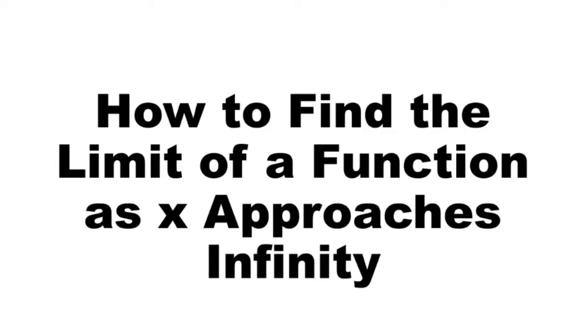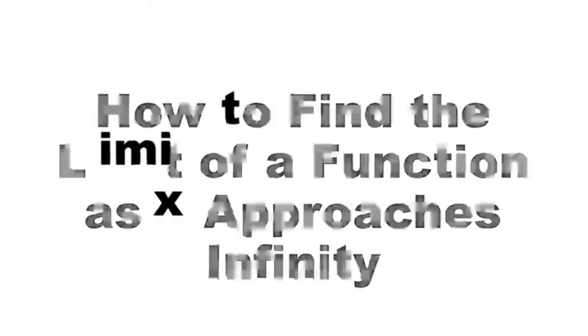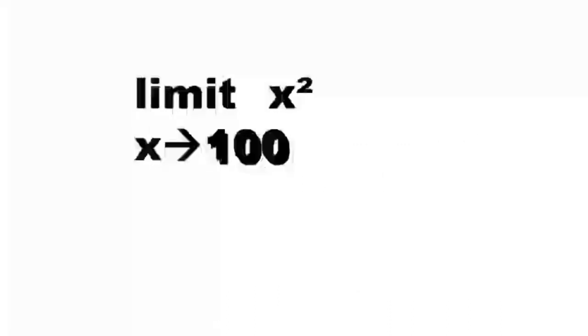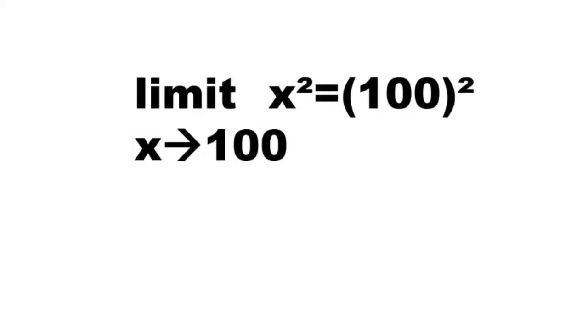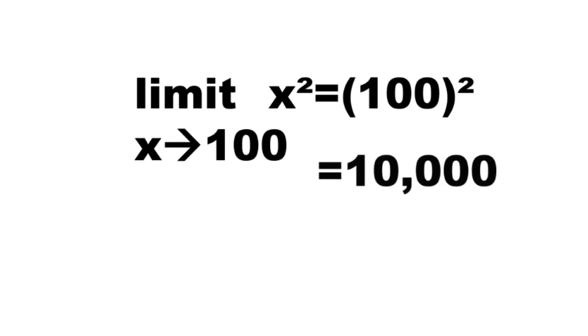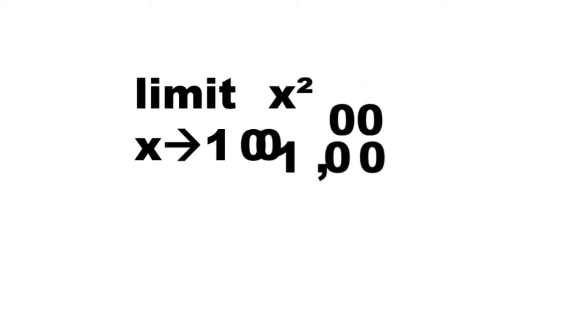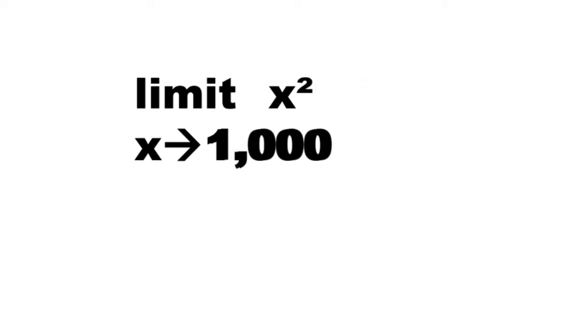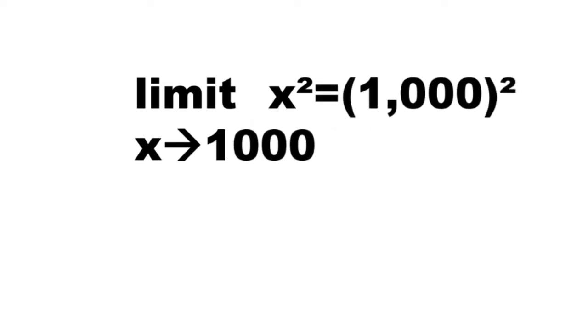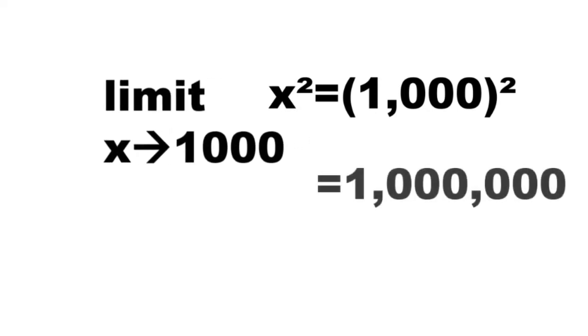How to find the limit of a function as x approaches infinity. To understand better, let's first have examples starting from 100. Limit of x squared as x approaches 100. So it's equal to 100 squared, and 100 squared is 10,000. So the limit is becoming bigger as it is being squared. Let's try 1000. So limit of x squared as x approaches 1000, and it's equal to 1000 squared, which is equal to 1 million.